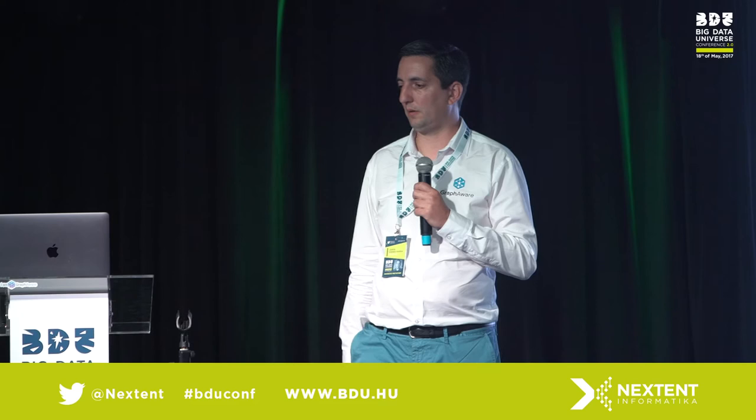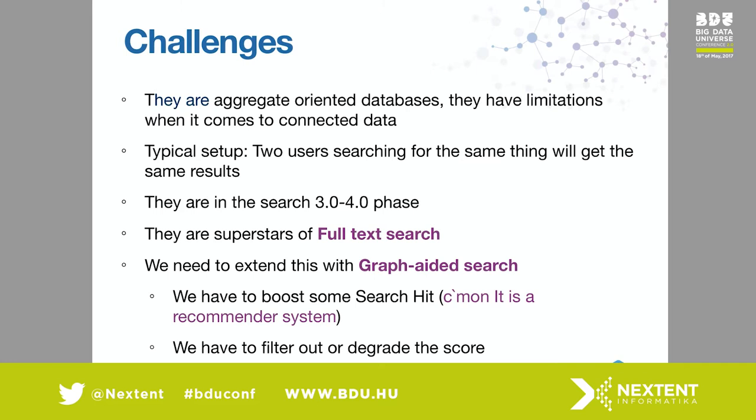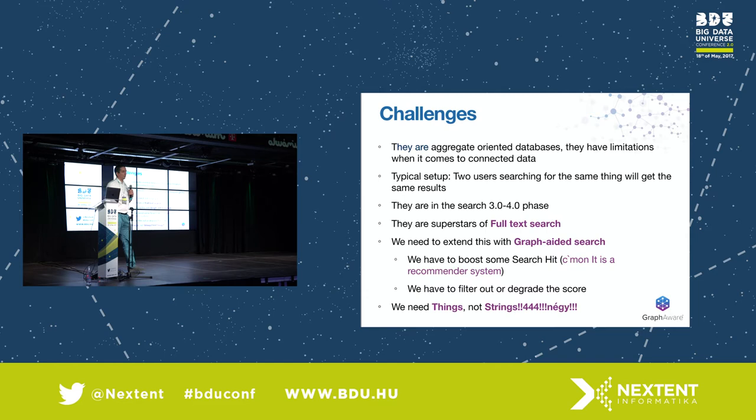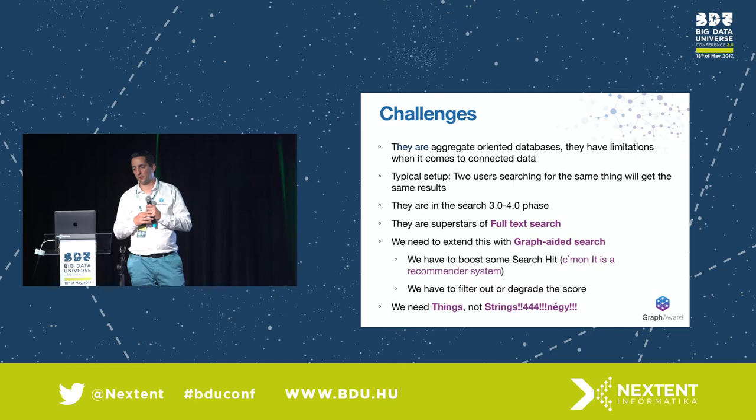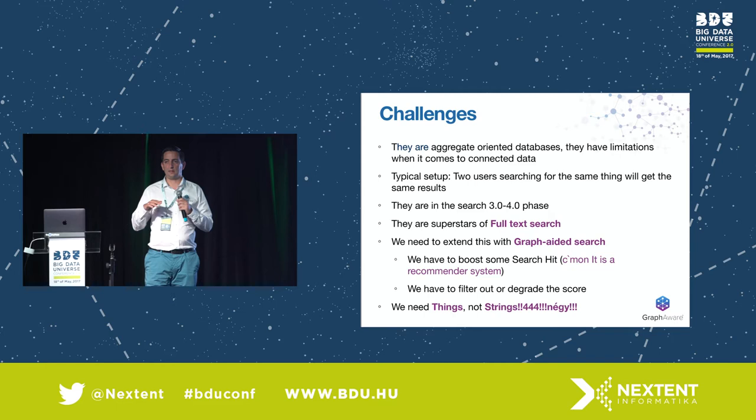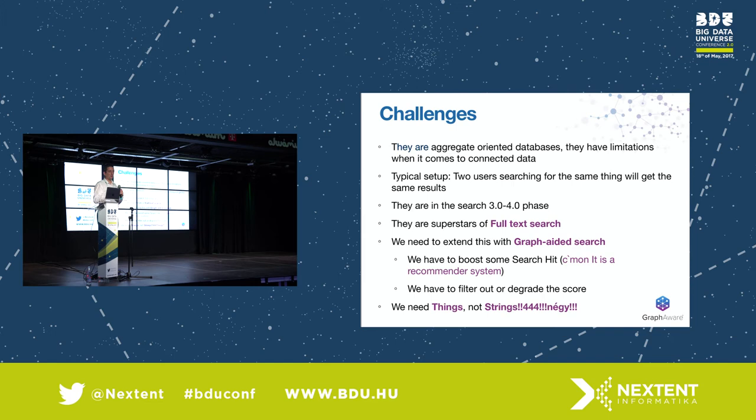So what are the challenges about this architecture or about these search engines? So the first challenge is that these search engines are good in aggregation. So they can collect the data and you can make searches on it, but they are not good in the connected data sets. So when you have social data or IoT, you have a very connected data set. So in the basic setup, like on the previous slide, you have a search engine, and if there are two different users and use the same search query, they will get the same result.